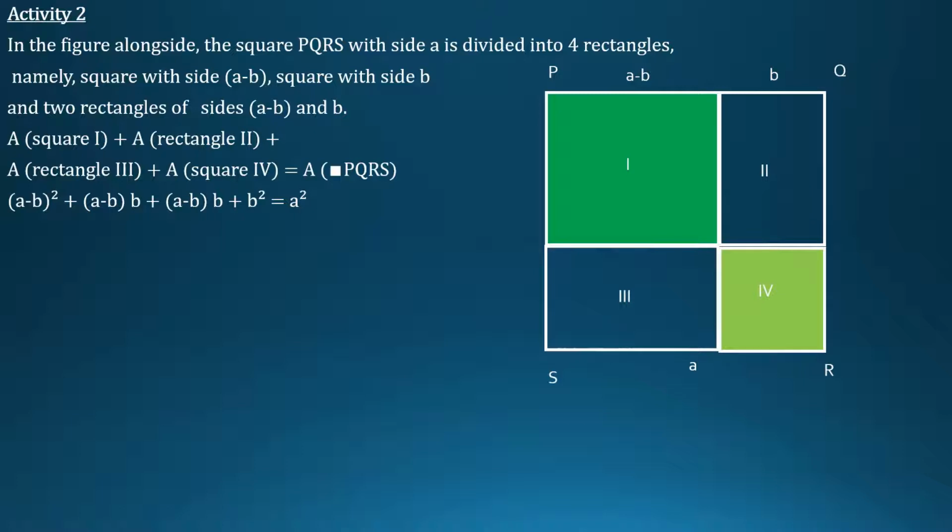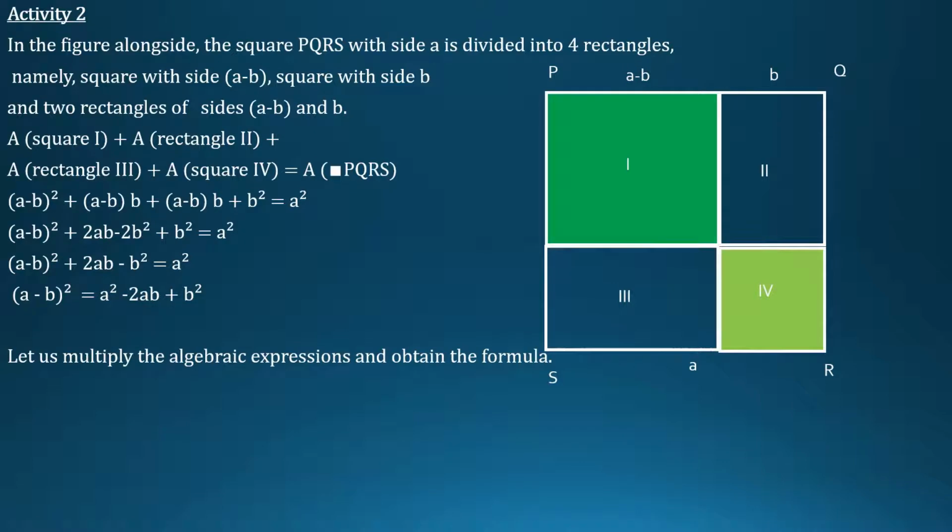So we have (A minus B) the whole square plus (A minus B) into B plus (A minus B) into B plus B square is equal to area of square PQRS, which is A square. Now let us simplify this. Opening the brackets and multiplying, we get (A minus B) the whole square plus 2AB minus 2B square plus B square is equal to A square. So (A minus B) the whole square plus 2AB minus B square is equal to A square. Therefore, (A minus B) the whole square is equal to A square minus 2AB plus B square.